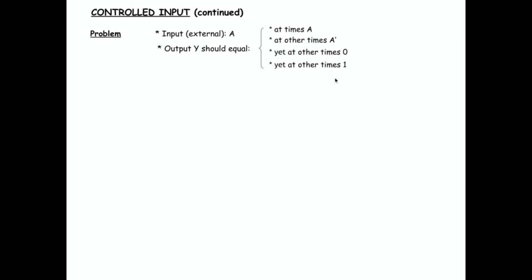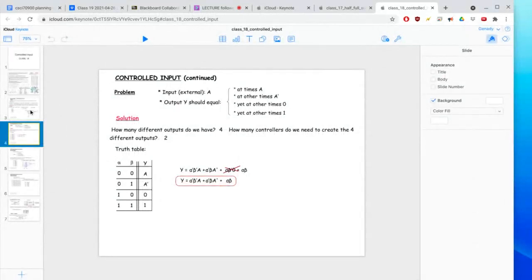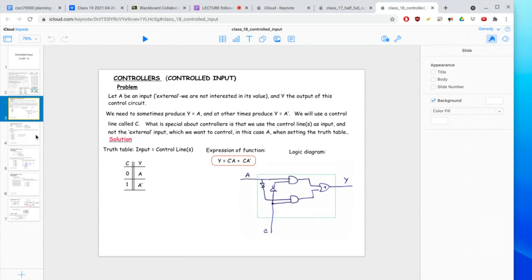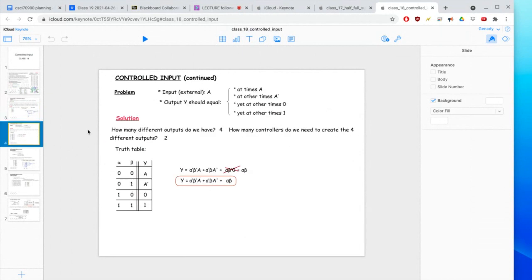So rather than having 2 possible outcomes, A or not A, we will have four possible outcomes: A, not A, 0, and 1. Right. So let's see. And we need to be able to switch between these 4 possibilities using some control inputs.